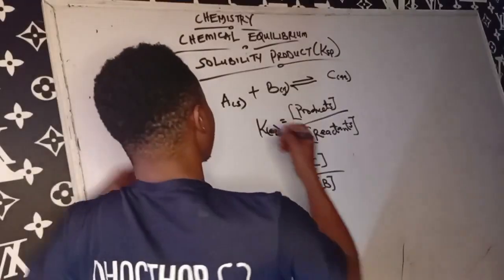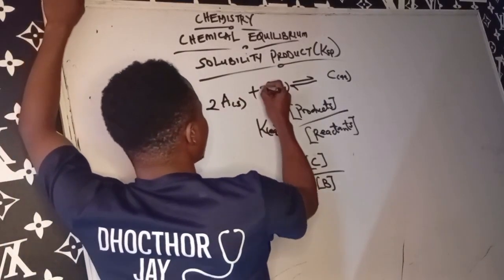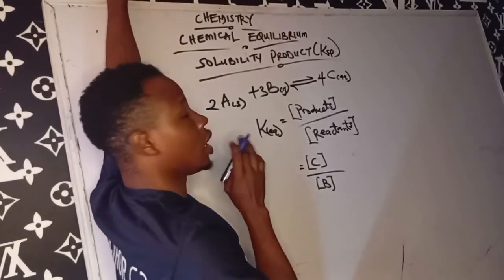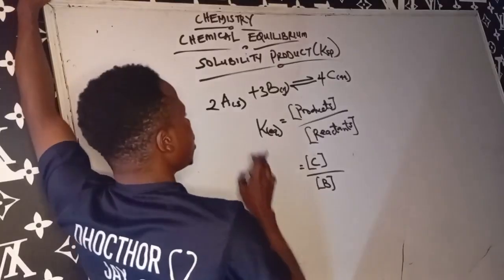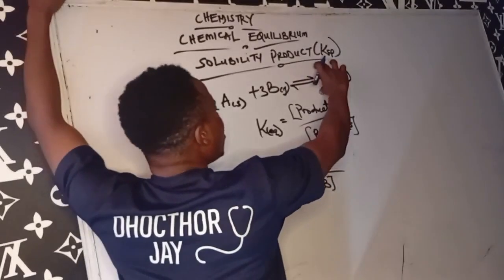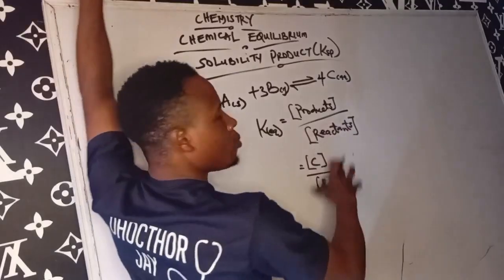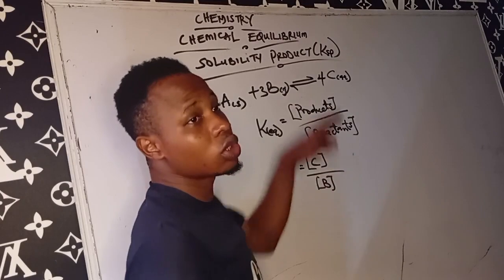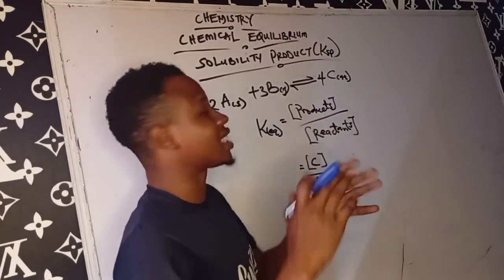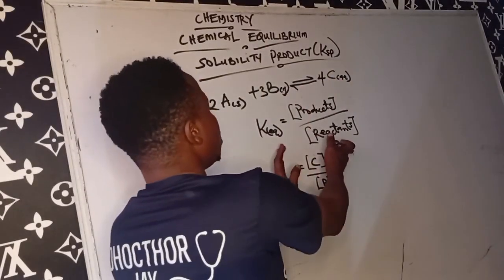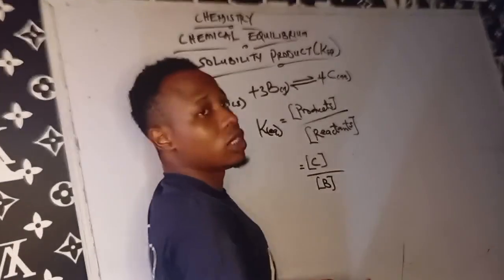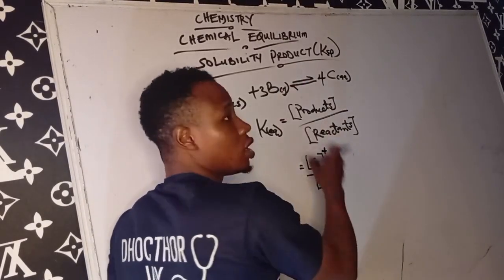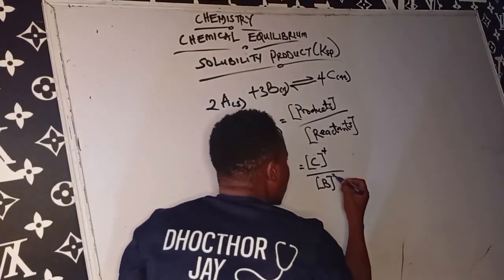Now, for instance, let's say I have 2A plus 3B to give me 4C. This is an instance, a hypothetical reaction. In this case, what will happen is that the number of mole will be a power of my concentration. That's why I said concentration or activity. When you have the concentration raised to power the number of mole, it is called the activity of that species. So this is going to be activity of the product. So it's going to be C raised to power 4. And then when you get here, it's going to be what? B raised to power, exactly, that's B raised to power 3.